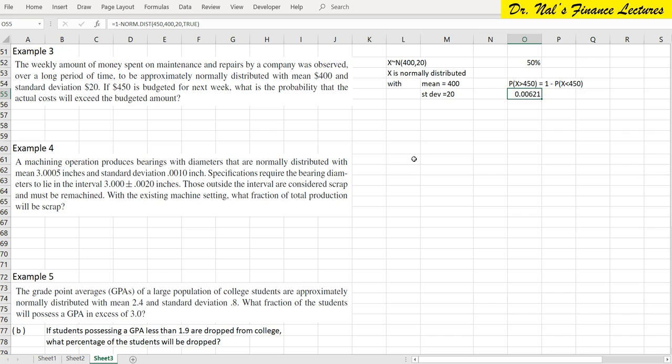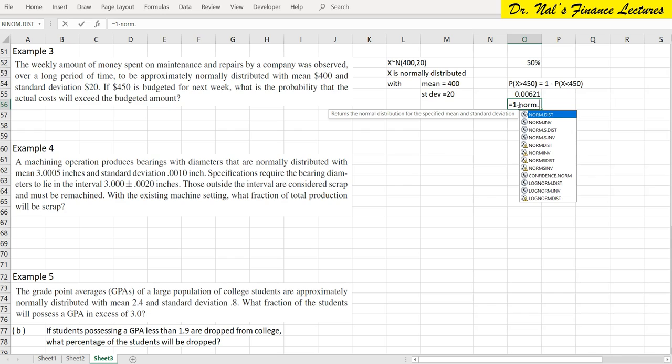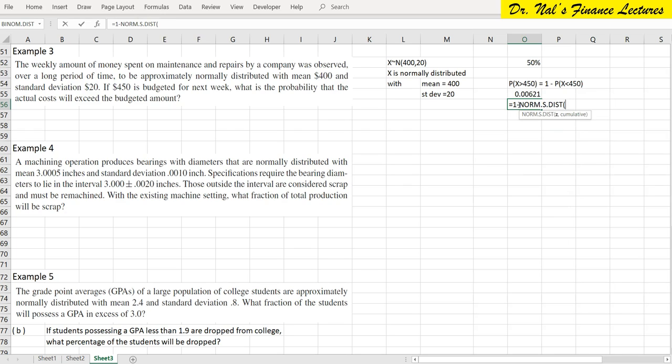The reason it's very unlikely is that the standard deviation is 20, and 450 is how many standard deviations away from the mean? It's 2.5 standard deviations away. So if you wanted to use the standard normal distribution to solve the problem, 2.5 would have been our number. So let's solve the same problem with standard normal: it would have been 1 minus norm dot s dot dist of 2.5.